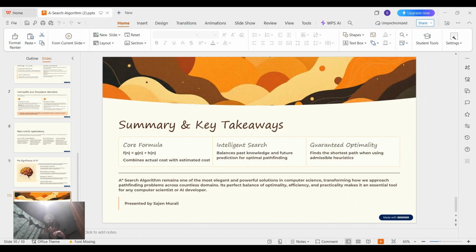Next slide is the summary and key takeaways. To summarize, the core formula of A-star is f(n) = g(n) + h(n). It's an intelligent search method that balances past cost and future prediction. With admissible heuristics, A-star guarantees the optimal path. Overall, A-star remains one of the most elegant, powerful algorithms in computer science: efficient, reliable, and widely applicable.